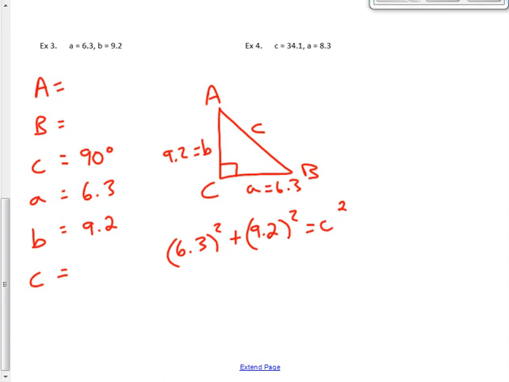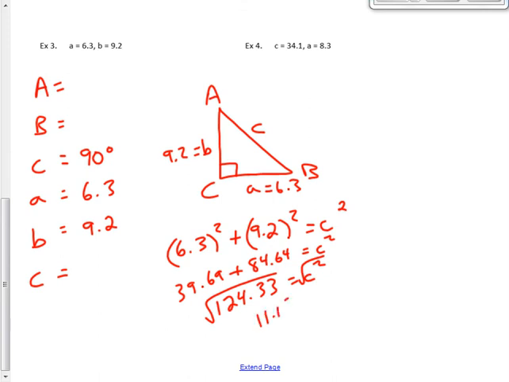Okay, so I end up with 6.3 squared plus 9.2 squared. And then I'm going to add those together, so I get 124.33 is equal to c squared. I have to take the square root of both sides here, and I get 11.15 is equal to c. So I get c is 11.15. Okay, so that finds the third side there.